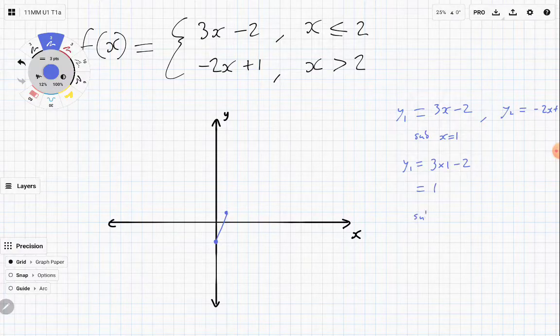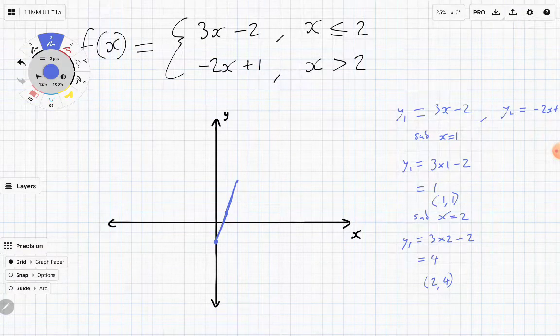Let's sub in x equals 2, because I think that's the most interesting spot. Well, y1, 3 times 2 is 6, minus 2 is 4. And so we've got another point. Our first point over here was 1, 1, and the second point we found is 2, 4. So 2 up to 4. And you can start to see that we're developing a straight line. But notice I never have to sub in a number bigger than 2 into y1. Why? Because y1 is only defined up to 2. X has to be smaller than or equal to 2 when dealing with it.